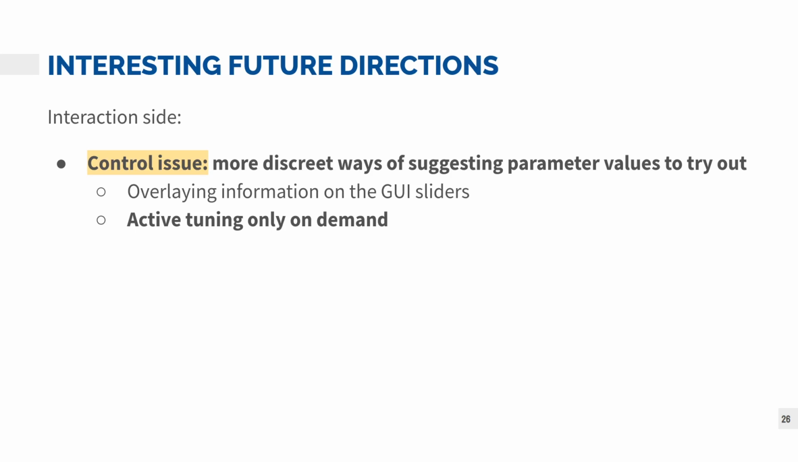The user study allowed us to identify several future directions. To solve the control issue, more discreet ways of suggesting tuning attempts should be implemented. For example, the informative parameter values could be highlighted over the GUI sliders, or the active tuning could be an on-demand feature.